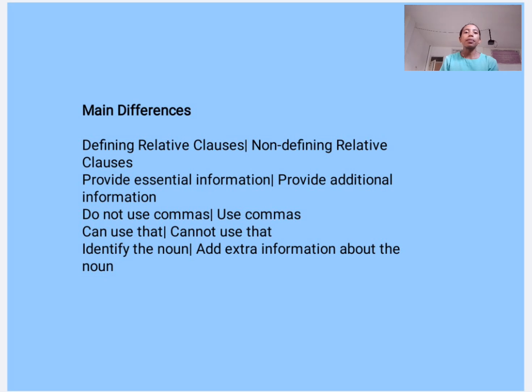Main differences: defining relative clauses provide essential information, while non-defining relative clauses provide additional information. Defining clauses do not use commas; non-defining clauses use commas. Defining clauses can use that; non-defining clauses cannot use that. Defining clauses identify the noun; non-defining clauses add extra information about the noun.